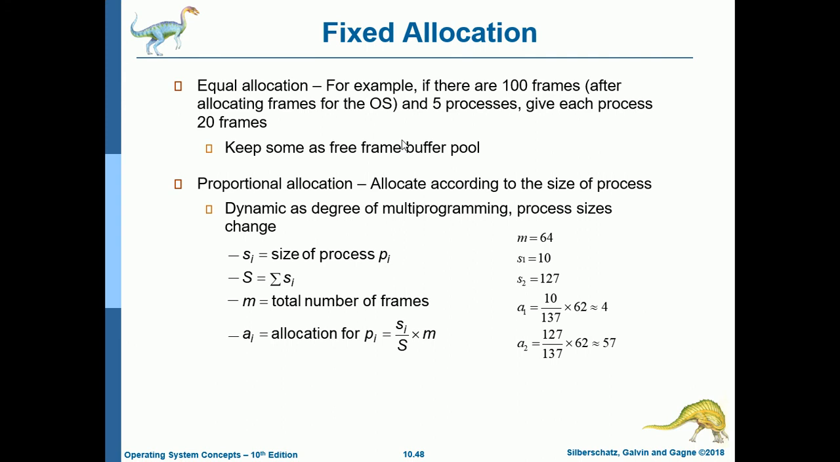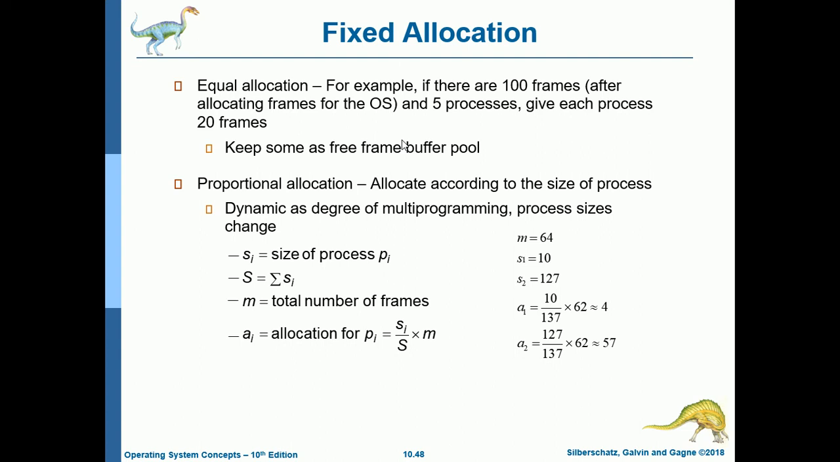So we have fixed allocation, and there are two types: equal allocation or proportional allocation. For example, if there are 100 frames after allocating frames for the OS and 5 processes, give each process 20 frames. It doesn't matter if the process is small or large. With equal allocation, just divide 100 by 5, which is 20. Keep some as a free frame buffer pool.